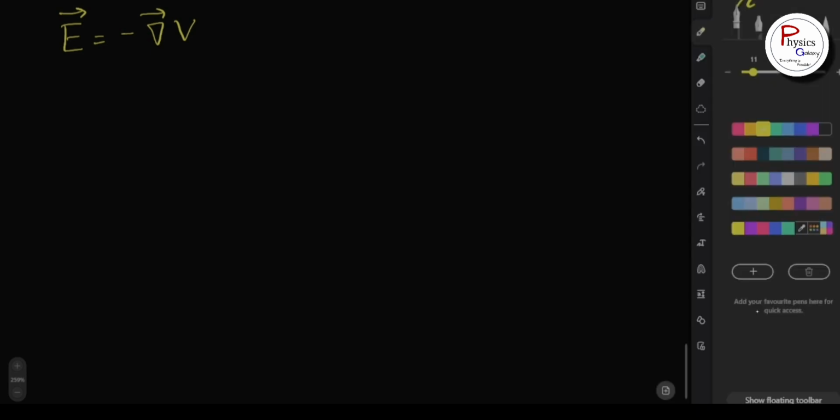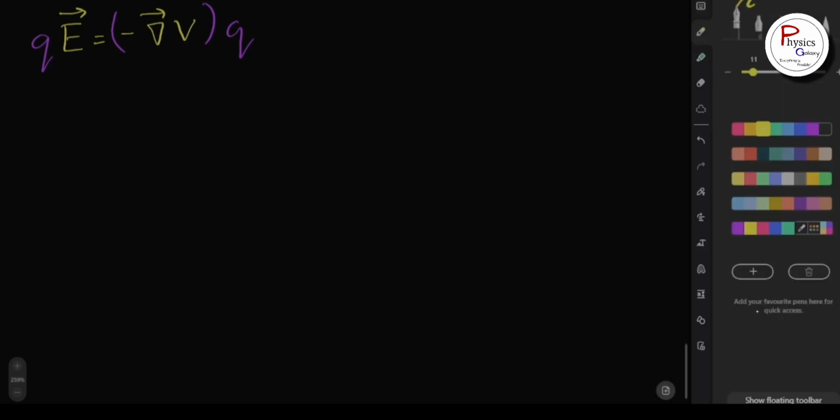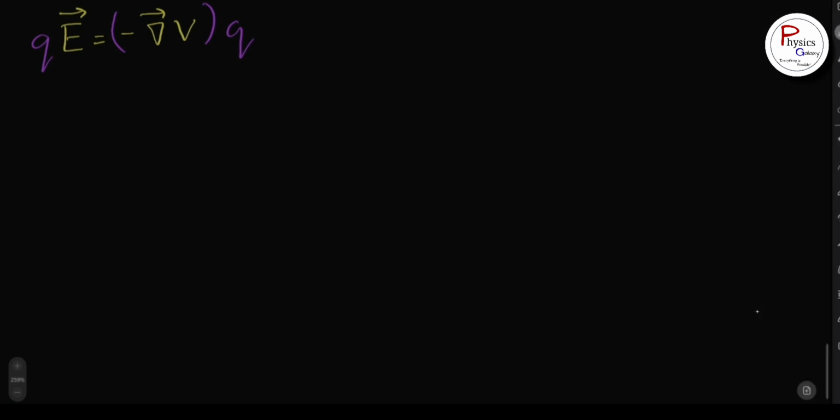Okay, now what else can we get from this equation? E equals minus gradient of the scalar function that we call potential. One thing is that we can multiply by charge on both sides, and see what else we can find.